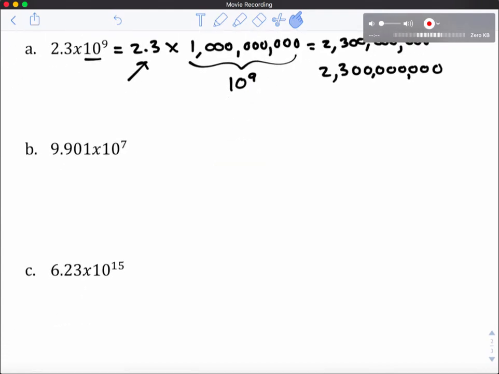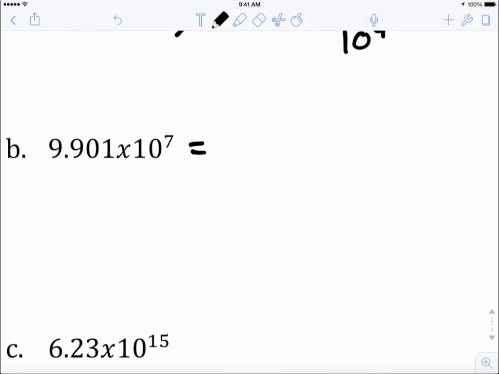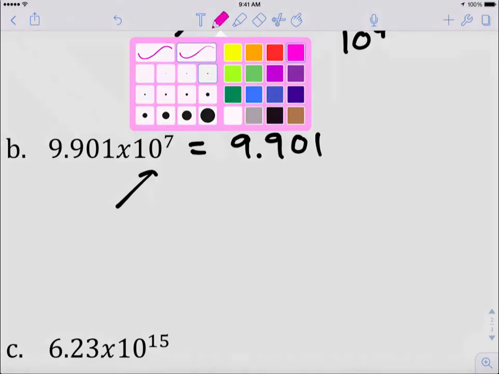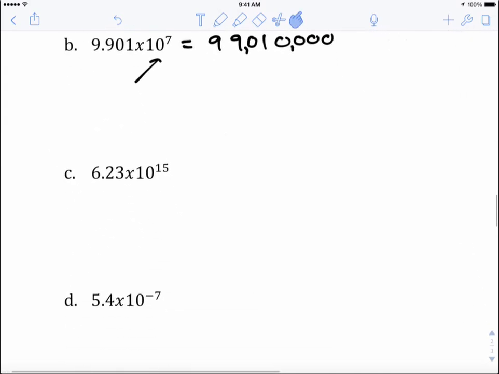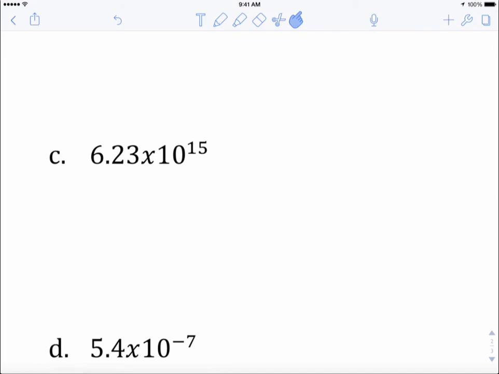So not surprisingly, if I've got 9.901 times 10 to the 7th, well, multiplying this number by this power of 10 means take that decimal, move it to the right, 1, 2, 3, 4, 5, 6, 7 places. So there are 4 more places to go here. 1, 2, 3, 4. Let's get rid of everything. Let's place our commas appropriately. Let's see, 99,010,000. Boom, nailed it. All right, with that in mind, why don't you try question number C on your own.